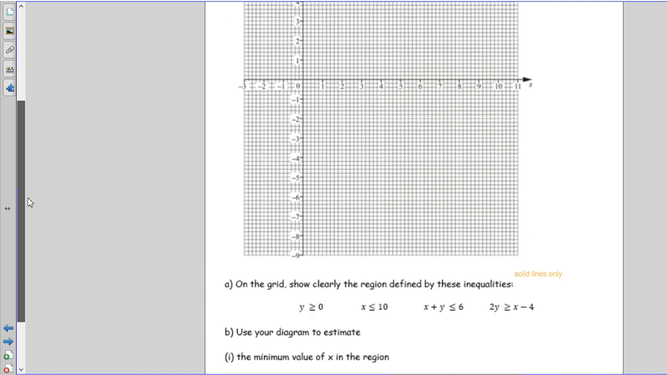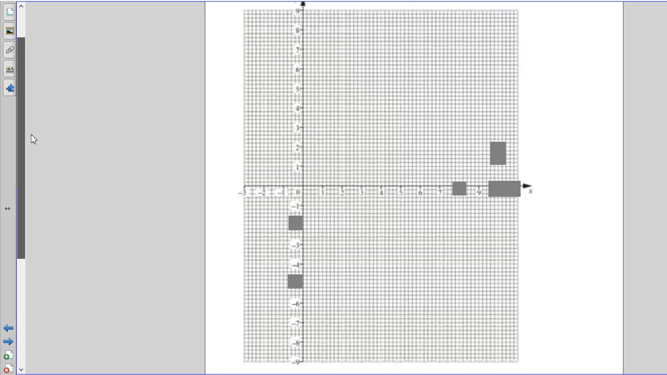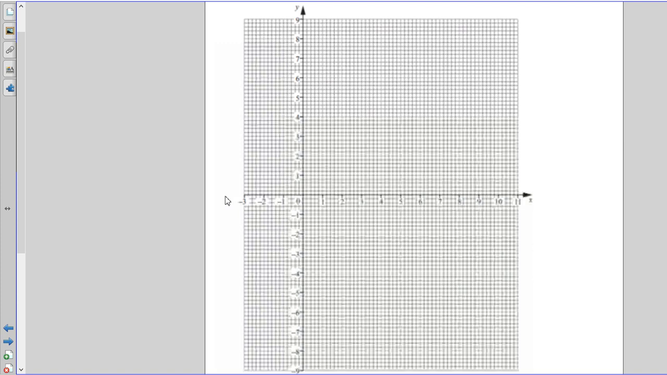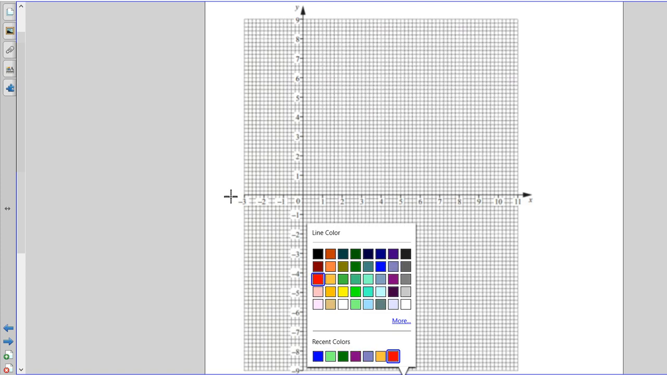y is greater than or equal to 0. So that's basically a horizontal line that cuts through the x-axis. I'm going to do that one in red. Feel free to pause and try this one yourself, and you can check with what I've done at the end.